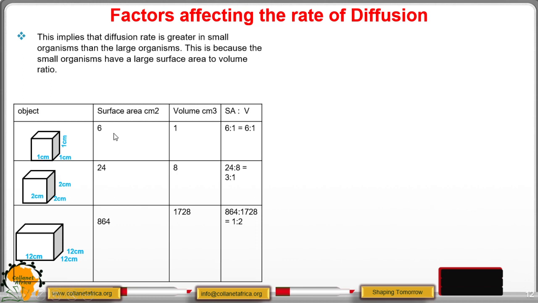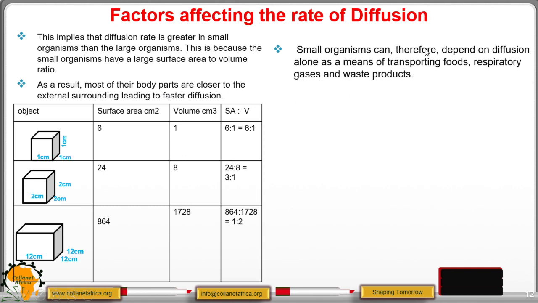But that is the small object. The larger object is having a smaller surface area to volume ratio. That means what? That diffusion rate is greater in smaller organisms, this one, than in the large organisms, because the smaller organisms have a large surface area to volume ratio. As a result, most of their body parts are closer to the external surrounding, resulting in faster diffusion.